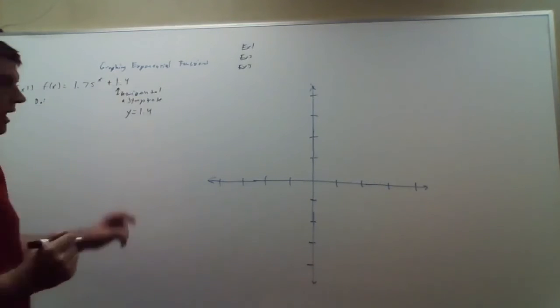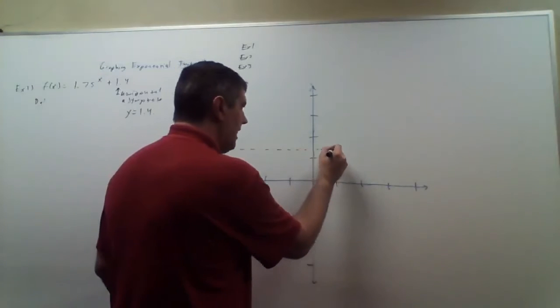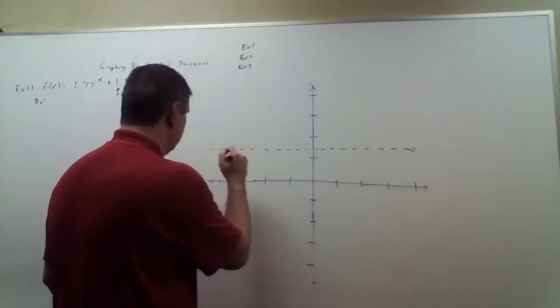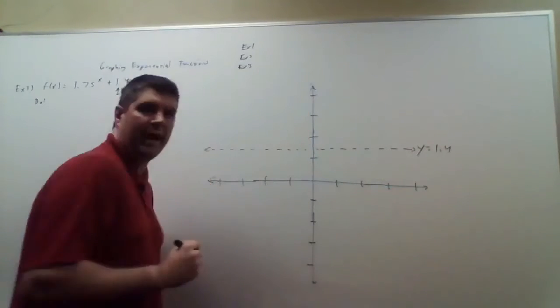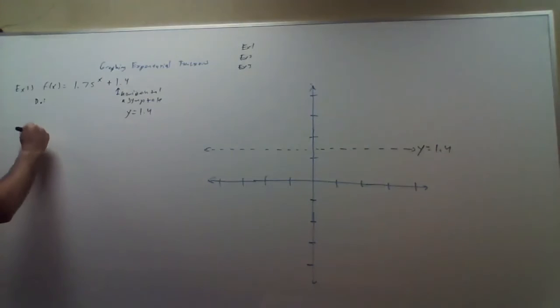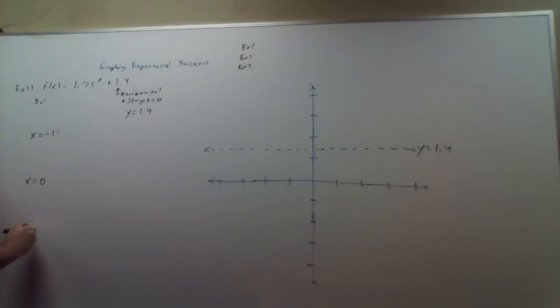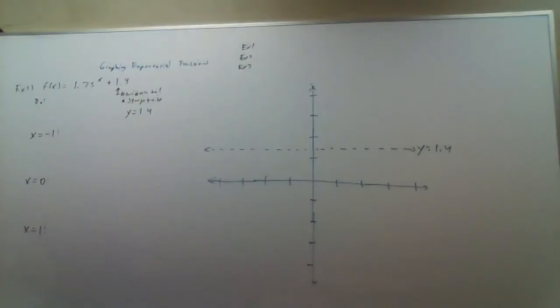Okay? It'll be a little bit less than 1.5. All right, that's going to be a line that the curve never touches. It's going to approach on one end but never touch. All right, and then I let x equal -1. I let x equal 0. I let x equal 1. I'm going to use these 3 points for all 3 examples.